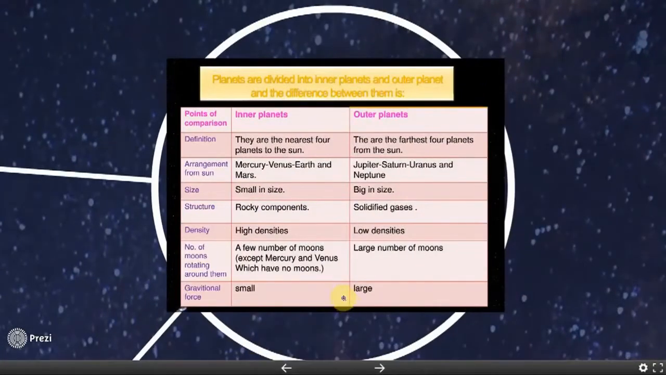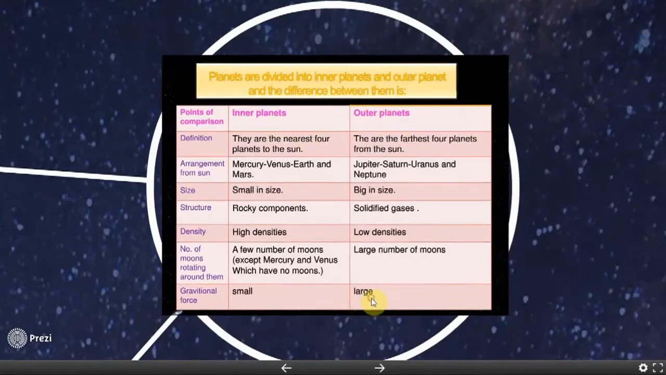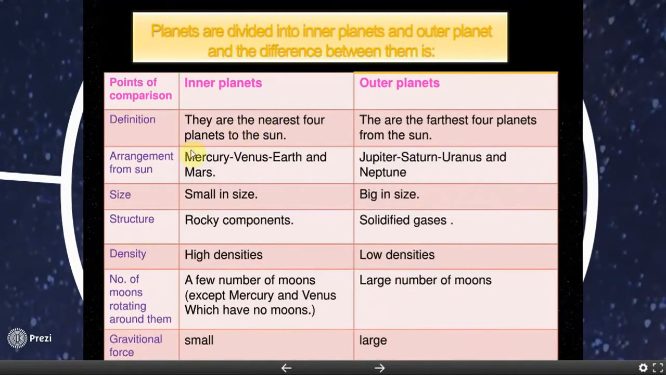But you should know the difference between the inner planets and the outer planets. The inner planets are the nearest 4 planets to the Sun, while the outer planets are the farthest 4 planets from the Sun. Arrangement from the Sun: Mercury, Venus, Earth, and Mars, while the outer planets are Jupiter, Saturn, Uranus, and Neptune.